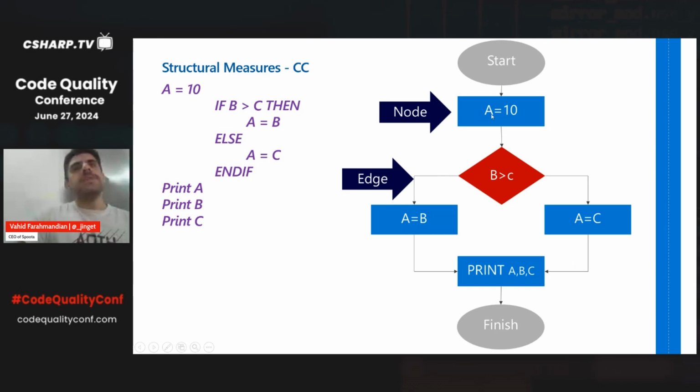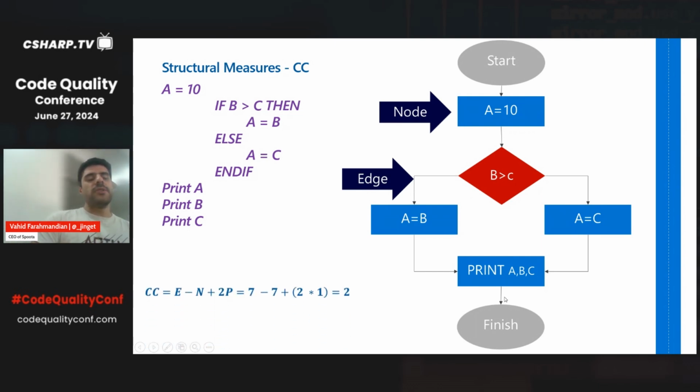We have A is equal to 10, and we have a condition node here, B greater than C. It might go to A is equal to B, or when B is not greater than C, A is equal to C, and then print and finish. Okay, how many nodes do we have here? We have 1, 2, 3, 4, 5, 6, 7 nodes. And how many edges do we have here? I mean, how many arrows do we have in this flowchart? Let's count the arrows. We have 1, 2, 3, 4, 5, 6, and 7 edges here.